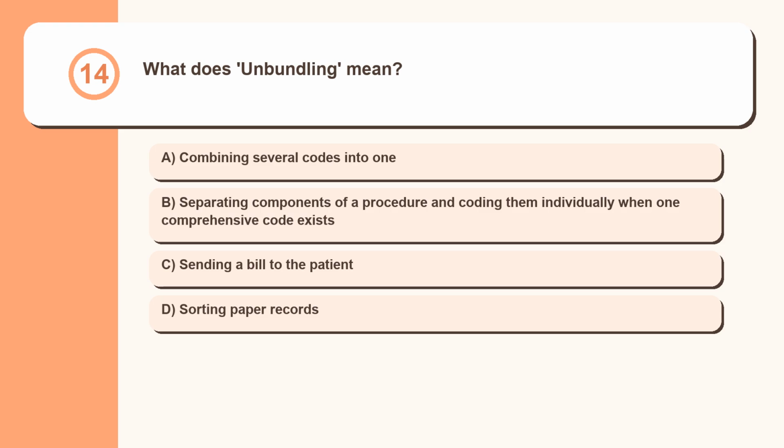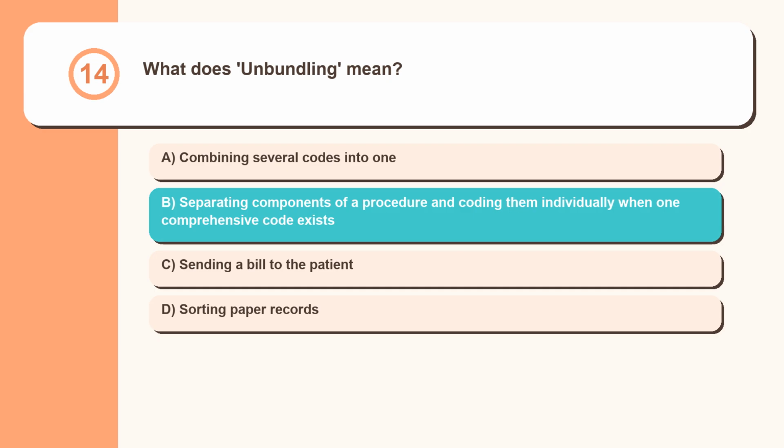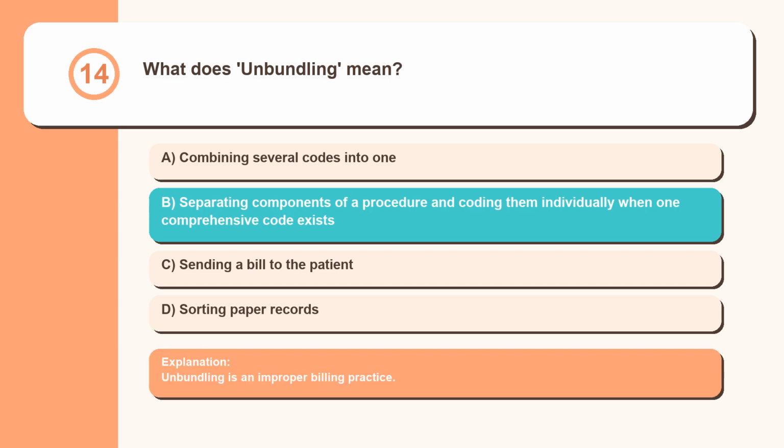Question 14. What does unbundling mean? Combining several codes into one. Separating components of a procedure and coding them individually when one comprehensive code exists. Sending a bill to the patient. Sorting paper records. Unbundling is an improper billing practice.